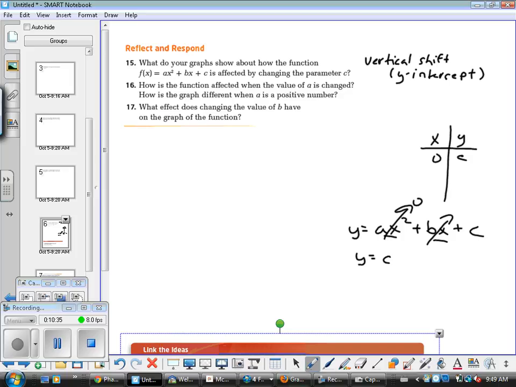All right, how does it change when the value of a is changed? Well, we know that it changes whether it's up or down. When a is a positive number, it opens up. When it's negative, it opens down, and a affects the width, and a will also shift the position of the vertex. So it doesn't say that in your book, but it's pretty obvious. We did it. We could see that a shifted the position of the vertex.